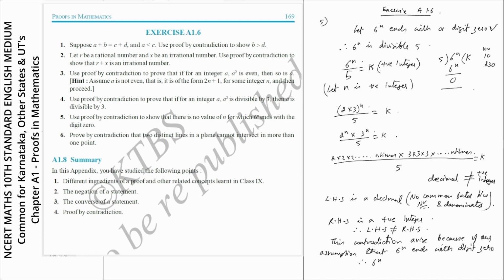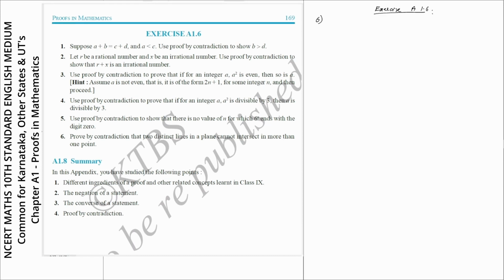Therefore 6 power of n does not end with the digit 0 for any value of n, and that completes the proof.